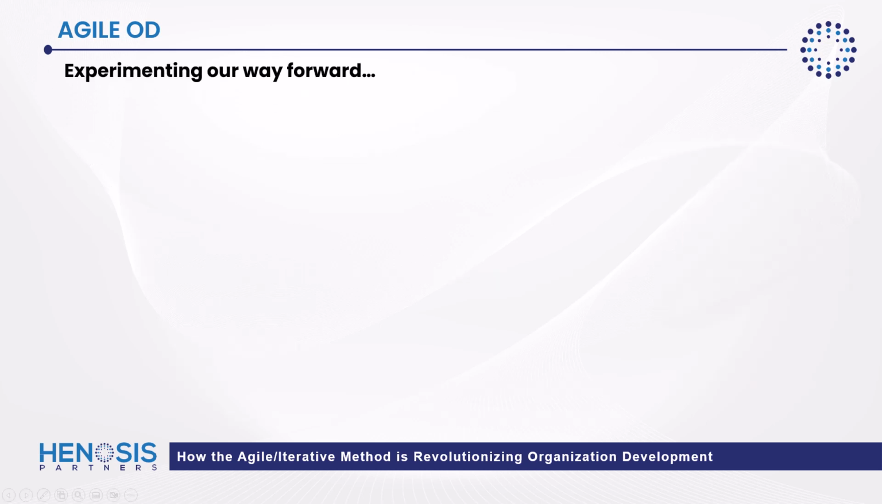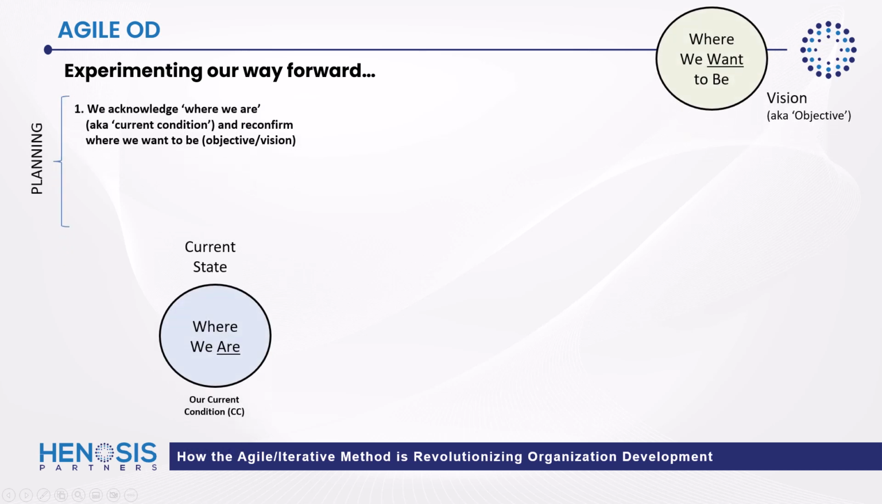So what does it look like to experiment our way forward, to leverage the Agile or iterative method? Well, it begins with a little bit of planning, where we acknowledge where we are, that is our current condition, and we reconfirm where we want to be, in the form of an objective or vision.